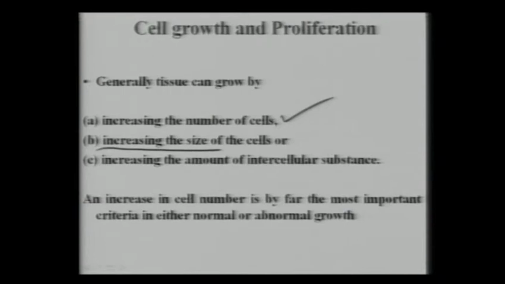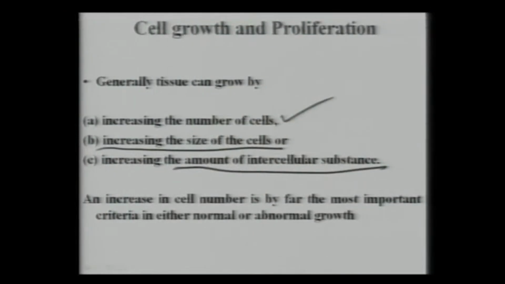When a cell increases in size, that essentially means that the increase in cell size must be accompanied by an increase in the amount of intercellular substance. If the intercellular substance is not increased, then cells will not be able to increase their size. Intercellular substance means protein molecules; if they are transported from outside the cell body, from the ECM or from other cells to the particular cell, then the cell will accumulate more and more protein molecules, and then it will also increase in size. So, an increase in cell number is by far the most important criterion in either normal or abnormal growth.